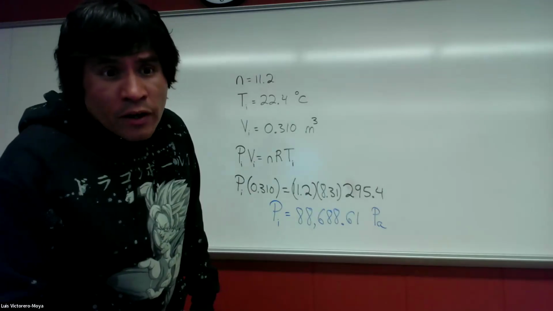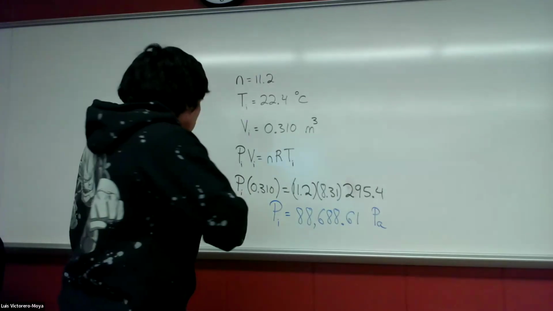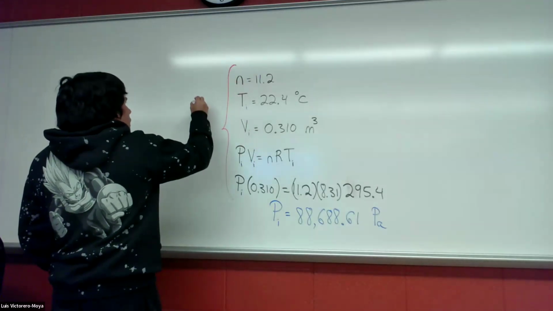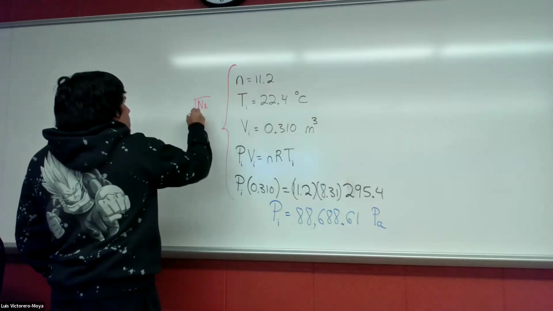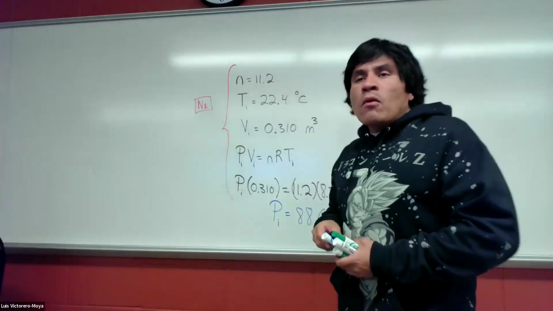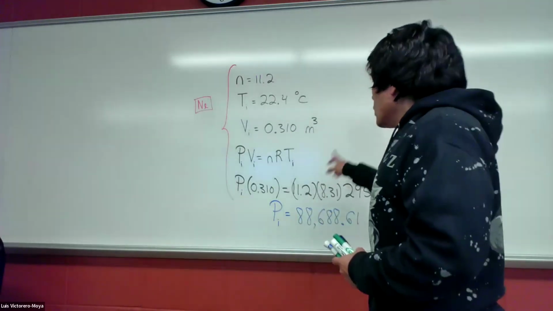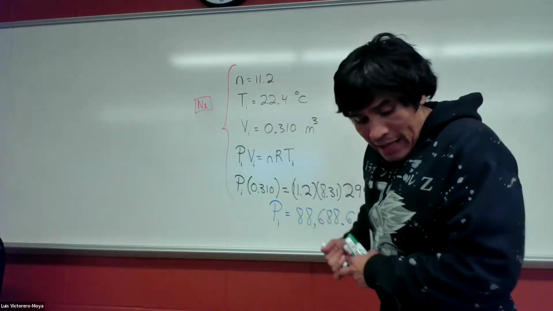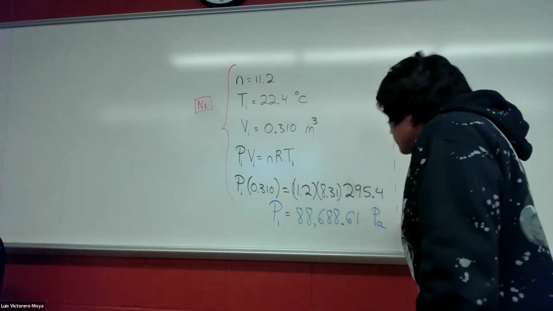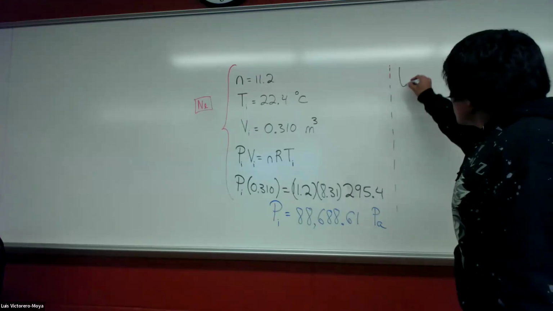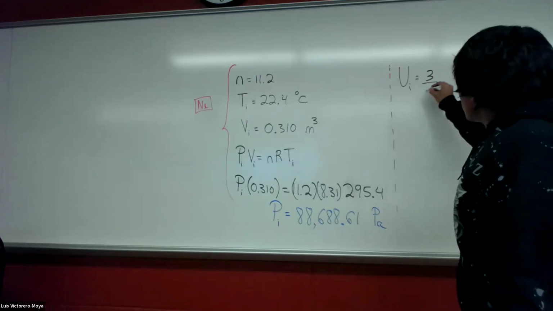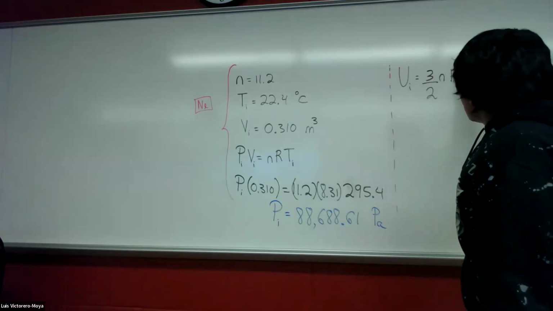The second question is asking you to find the internal energy of the gas. Now, this is for neon. It can be argon, it can be any of the noble gases. And those gases are monoatomic. So if you want to find the internal energy for a monoatomic gas, the initial internal energy, UI, that will be 3/2 of nRT.